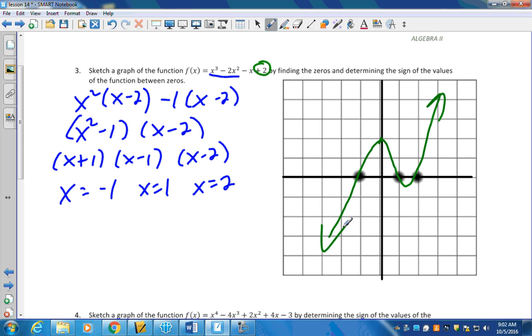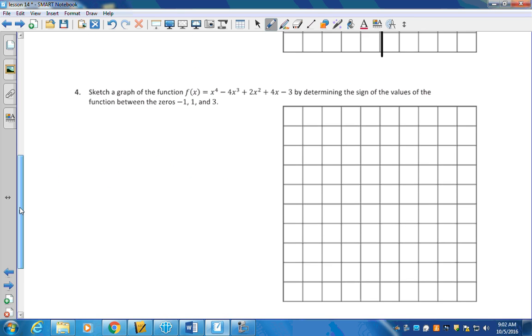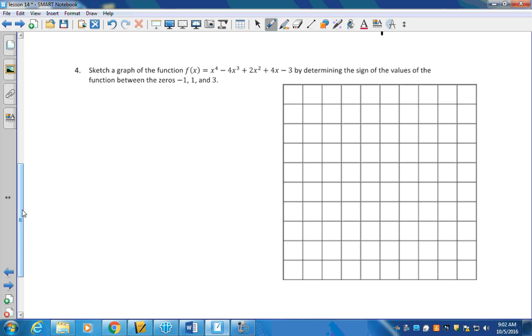Are we good? Okay. Did you move on to number 4? You can always work ahead. You can always move ahead when you're sailing away.